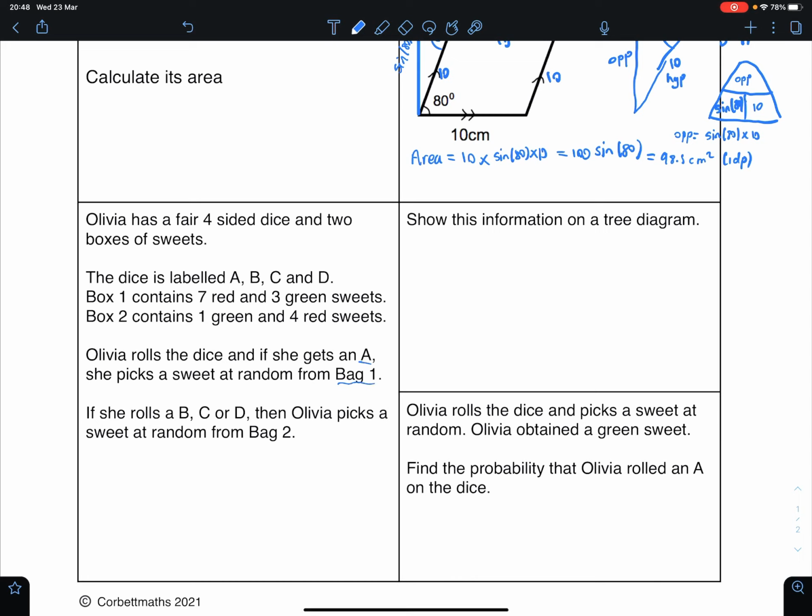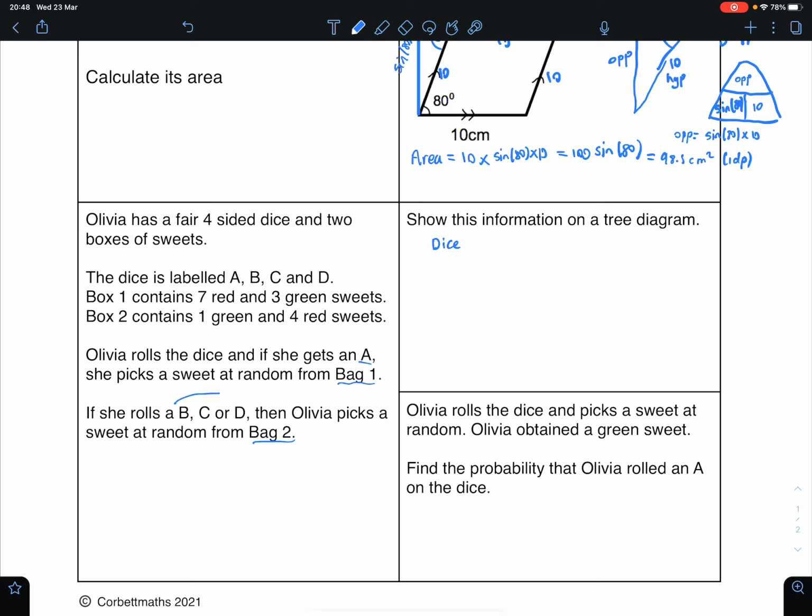And if she rolls a B, C, or D, then she picks a sweet at random from bag 2. And the first part is to show this information on the tree diagram. So we've got, I guess the first instance, Olivia is going to roll the dice, and we have different options. So she can either get an A or BCD.